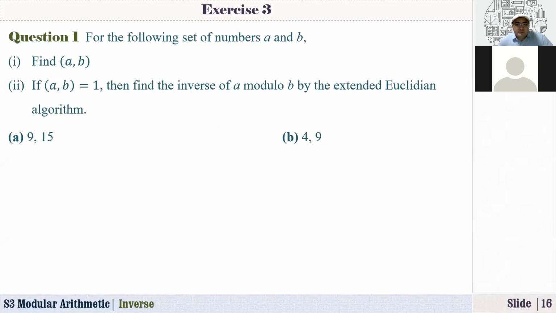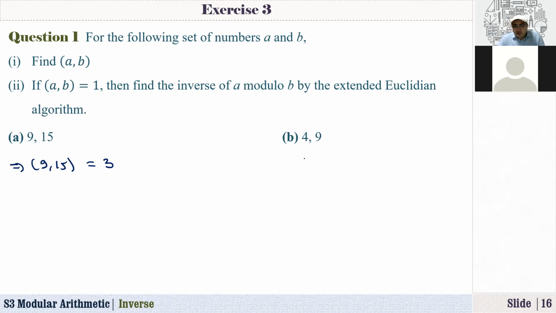For the following set of numbers a and b, find the greatest common divisor of a and b. If the gcd of a and b is equal to 1, then find the inverse of a modulo b by the extended Euclidean algorithm. So let's start with the first one here. What is the gcd of 9 and 15? Both numbers are divisible by 3, so that's equal to 3. So that means that 9 modulo 15 doesn't have an inverse. How about 4, 9?